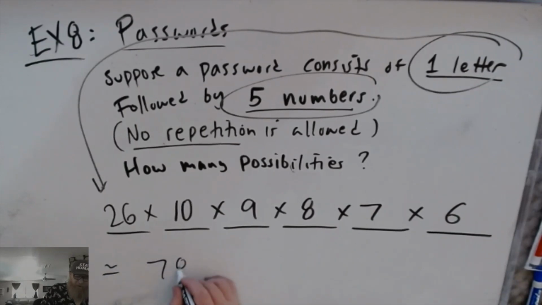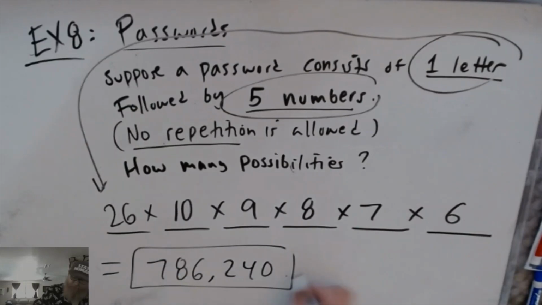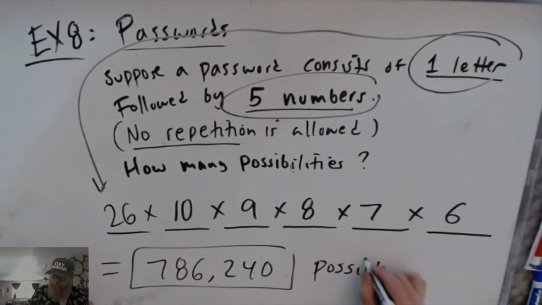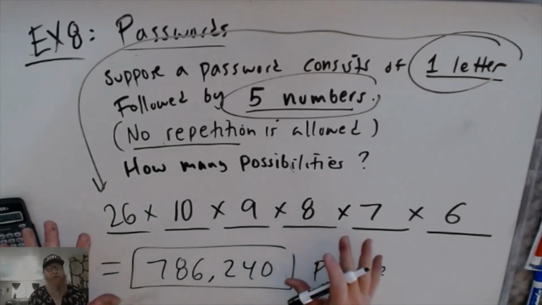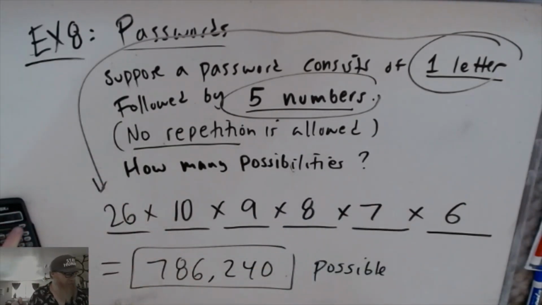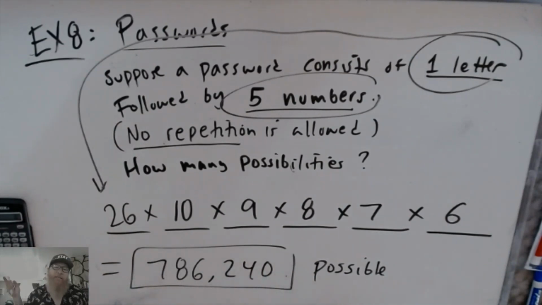You get 786,240 possibilities. That's a lot of guessing. And this is for a very simple password. These types of passwords were cracked probably 20 years ago. They had computer programs that could already crack them, because the computer would just sit there and try every letter, going through the whole alphabet, and then all of these different possibilities. Within 5 or 10 minutes, a computer program could have hacked this.